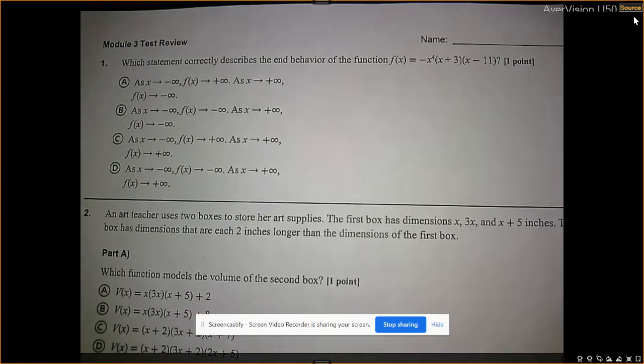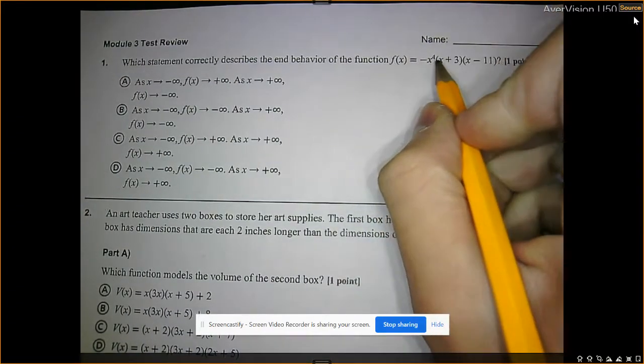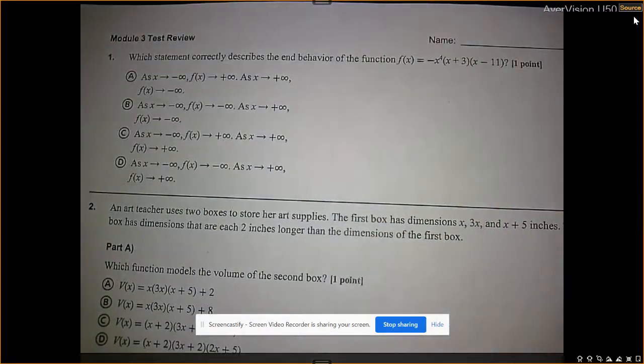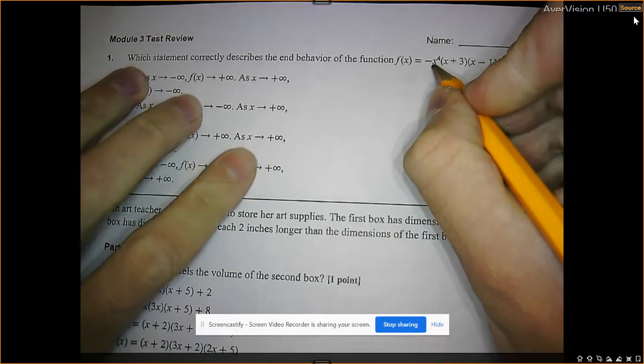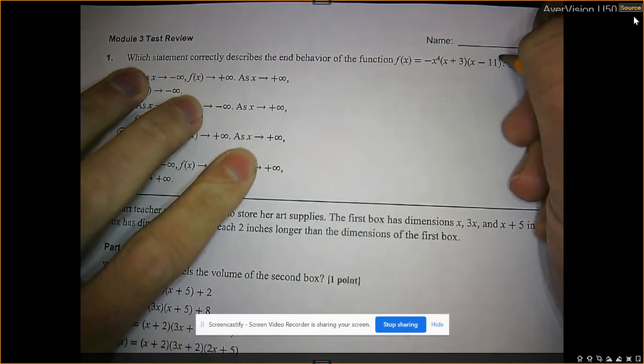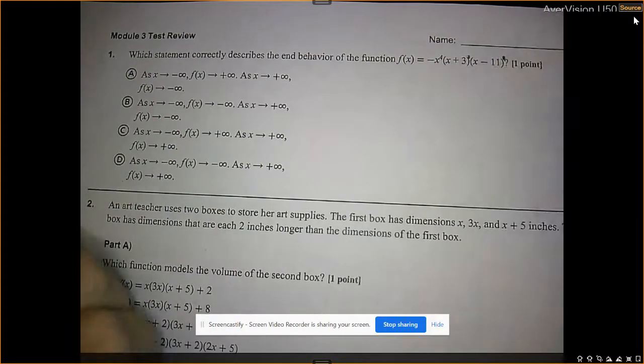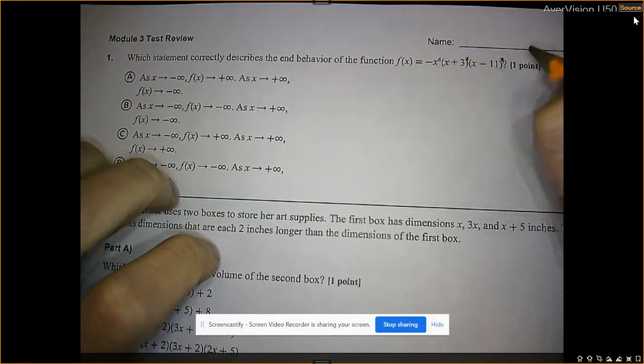All right. So first, we're talking about the function negative x to the fourth times x plus 3 times x minus 11. And we've got to figure out the end behavior of that. There's a few ways of thinking about it. One way is we know x to the fourth, and this is to the first because there's no exponent, and this is to the first also. So total, it's 4 plus 1 plus 1.